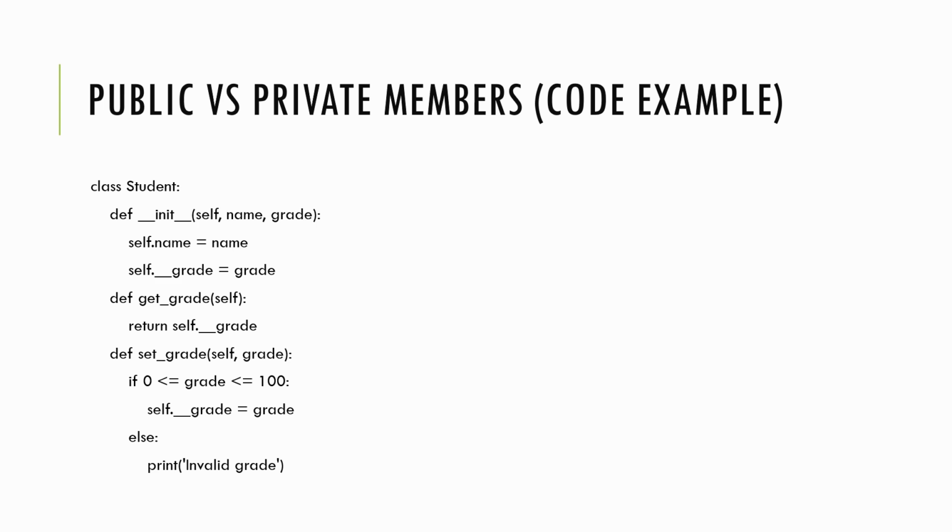Let's look at a code example. Here we have a Student class. The name attribute is public, so it can be accessed directly. However, the _grade attribute is private. To access and modify the grade, we use public methods like getGrade and setGrade. This allows us to add validation, ensuring that the grade stays within a valid range.